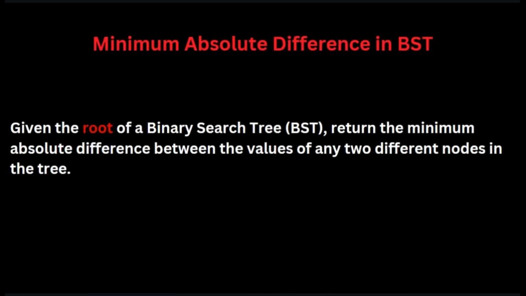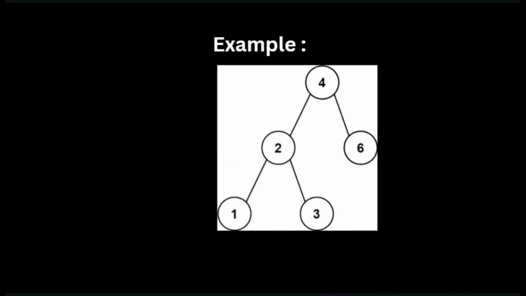So today's daily question is Minimum Absolute Difference in BST. We will be given the root of a binary search tree, and we have to find the minimum absolute difference between any two nodes. Like we will be given the root node, and we have to check the minimum difference between the left and right nodes. So let's see the example.